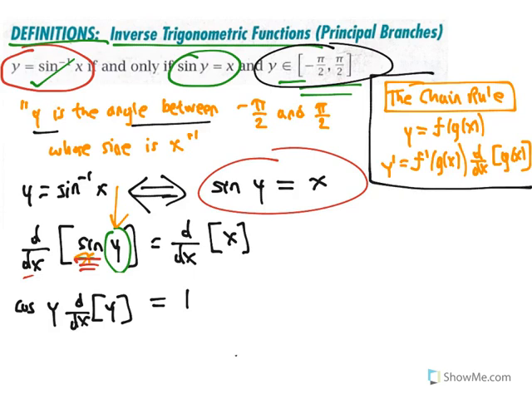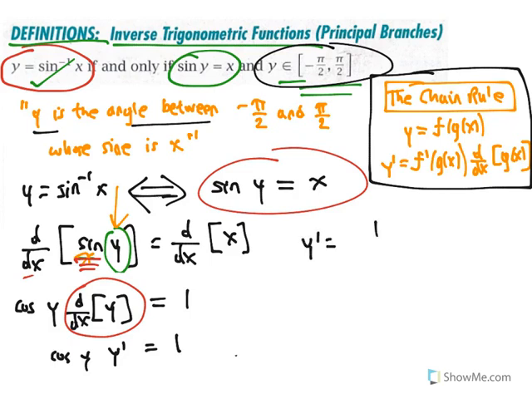So on the left side of the equation, we use the chain rule. And what is this? That's what we're after. That's dy dx. That is y prime. That's the derivative that we're after. So we can either write y prime or dy dx, and that's equal to cosine of y. And that's equal to 1. So we can solve for y prime. Y prime is equal to 1 over cosine of y.